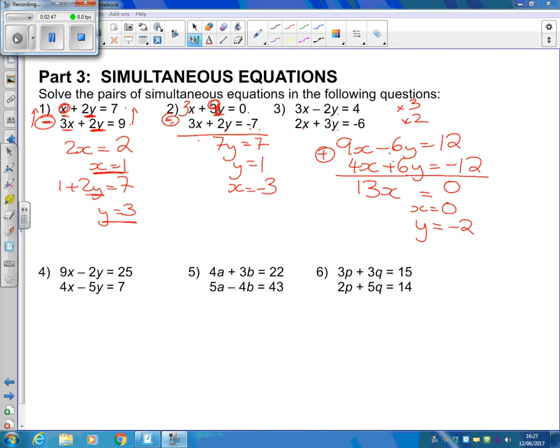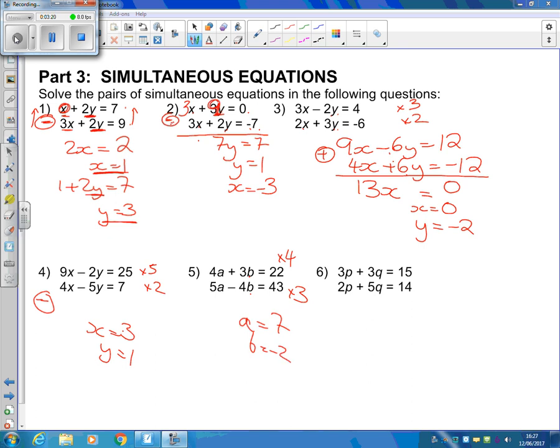Going down to these ones here, and I don't know as I need to go through them all again here, just to tell you what I'd do, is I'd times that one by 5, I'd times that one by 2, and I would subtract those two equations, and if I work down that one there, that should give me x equals 3 and y equals 1. And this one here, I'd times this one by 4 and this one by 3, making these into 12s, and that works down to be that one there, a is 7, and b is minus 2.